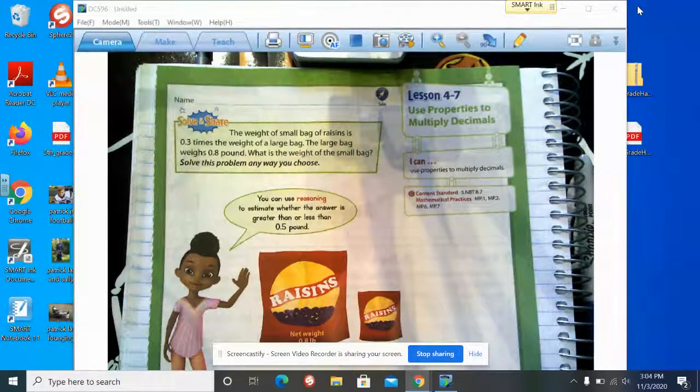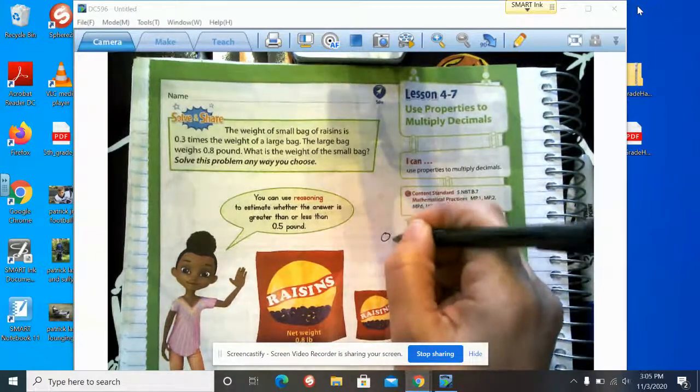You've already done the solve and share, and I'm going to try and do it one way with you. It says the weight of a small bag of raisins is 3/10 times the weight of a large bag. The large bag weighs 8/10 of a pound. What is the weight of the small bag? So we're actually going to multiply these two numbers. There are a few ways you can do this.